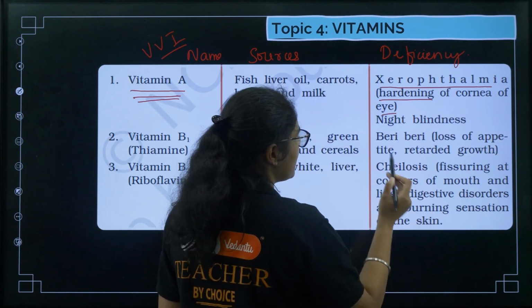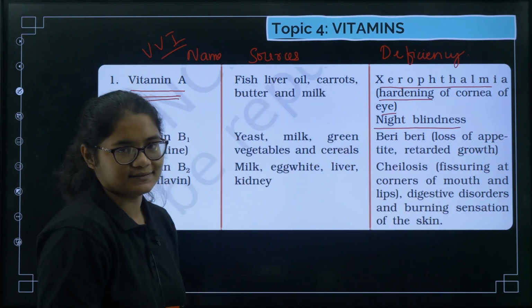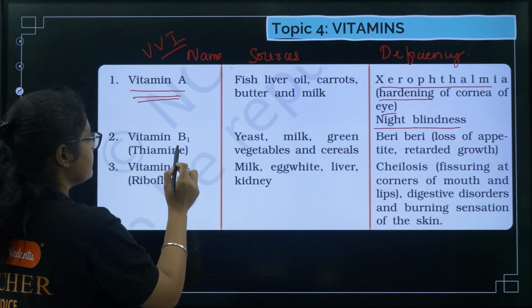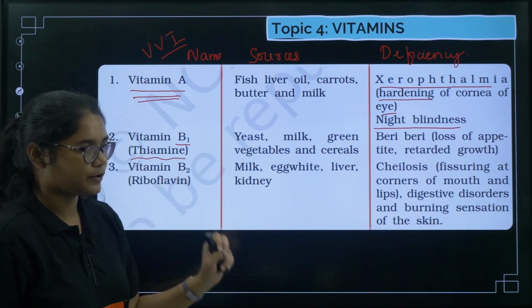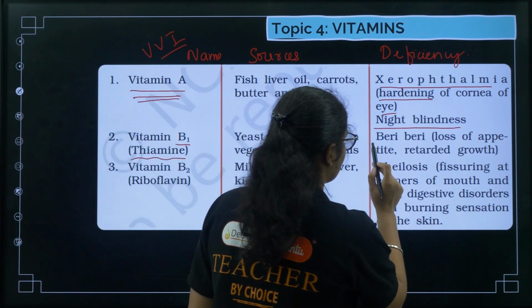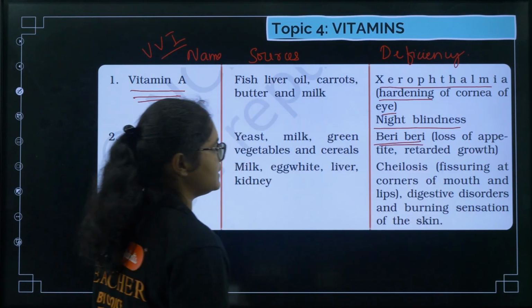Hardening of the cornea of the eye, and another symptom is night blindness. Okay, so next coming to vitamin B1, you should know the chemical name here of vitamin B1, thiamine. Okay, sources you can see, if deficiency is there, then we get beriberi.